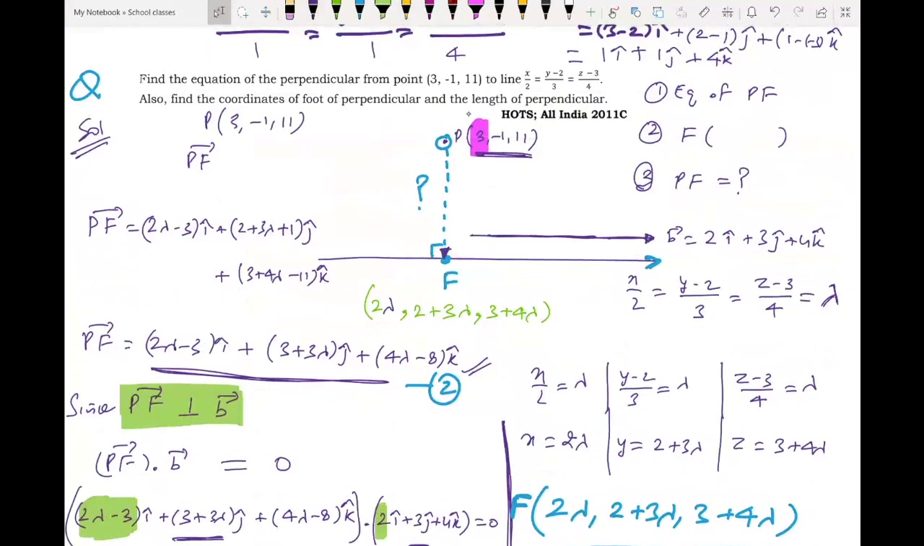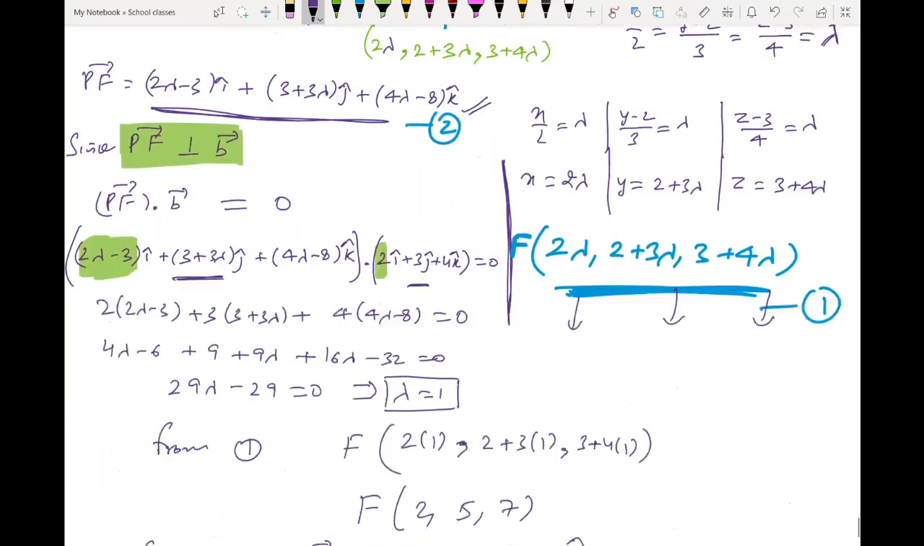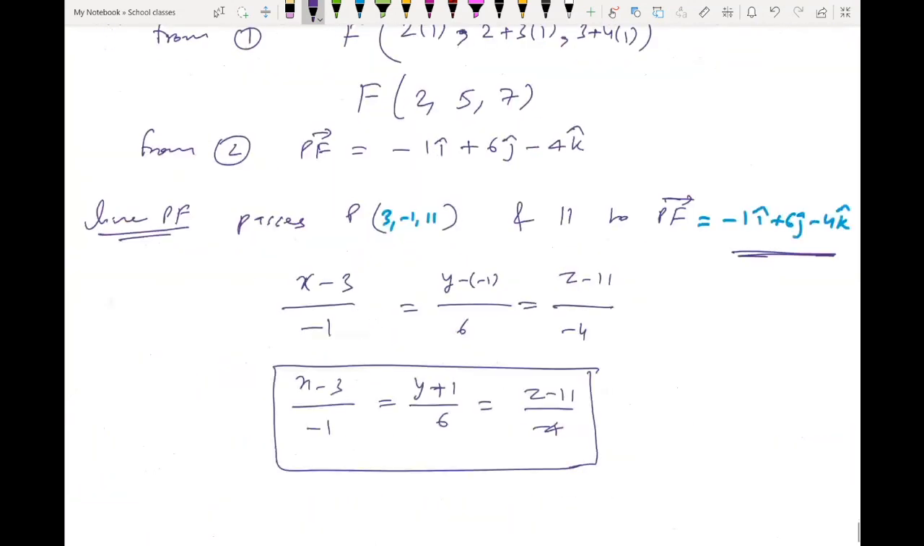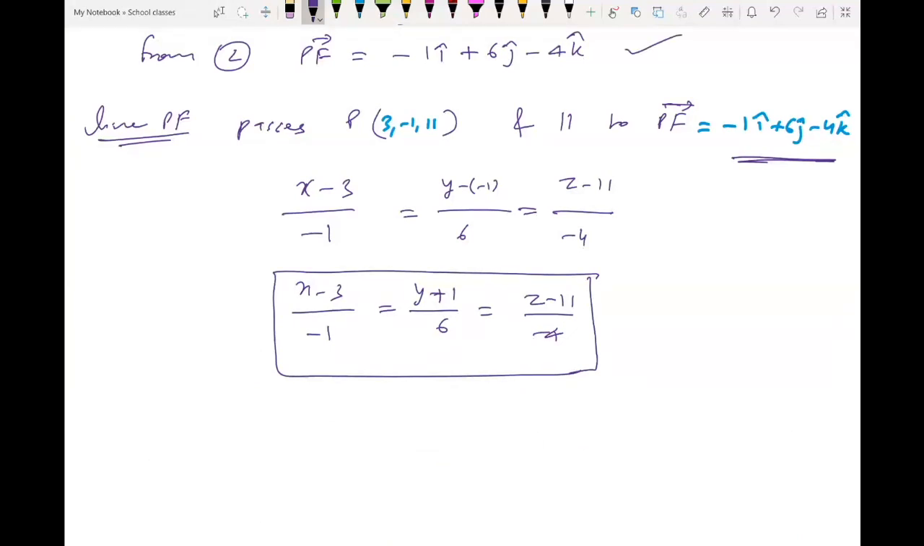Tell me what we have to find next. That is the length of perpendicular. And the length of perpendicular is nothing but the length of PF. If we know the PF vector, what will be its length? Its length will be its magnitude. See, this is the PF vector, and we have to find the length of PF. So how to find the length of PF?